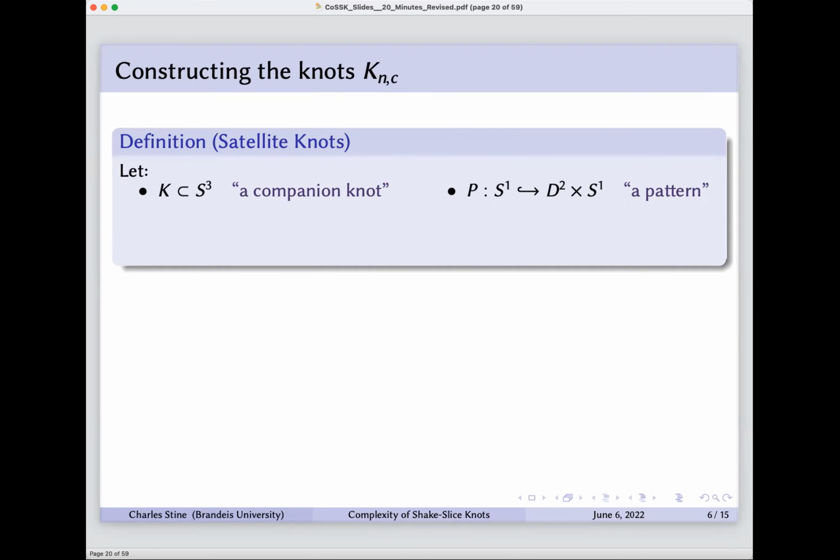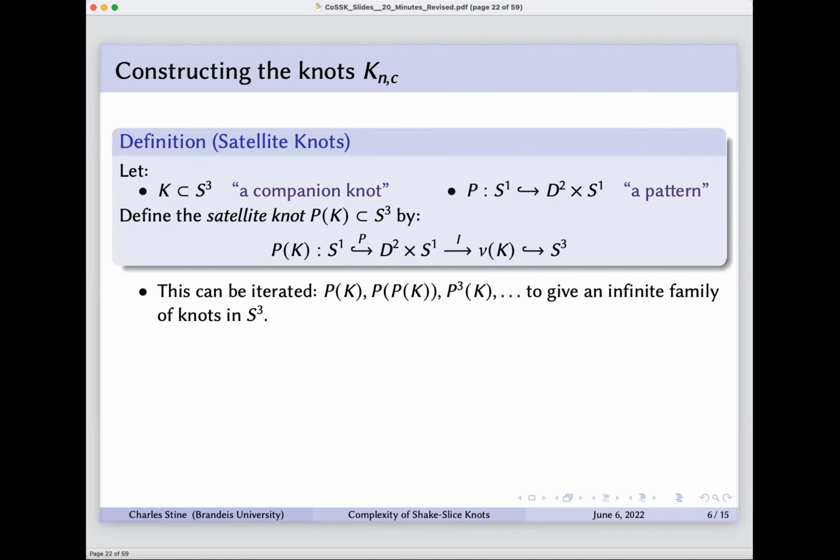So I'll briefly review the construction of satellite knots. The starting data we need for this is a knot K in the 3-sphere and an embedding of the circle into the solid torus, which we call a pattern. And then we essentially compose these two embeddings. We define the satellite knot P(K) by looking at the composition of the pattern embedding with an identification that we choose between the solid torus containing the pattern and the regular neighborhood of the knot K in S^3. And of course, if we treat this new knot P(K) as a companion, we see that we can iterate this construction.